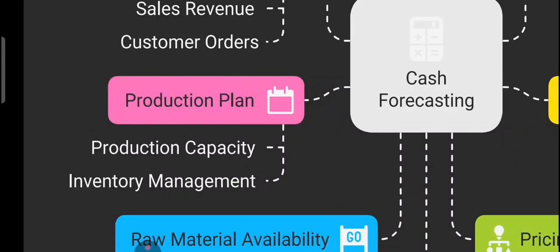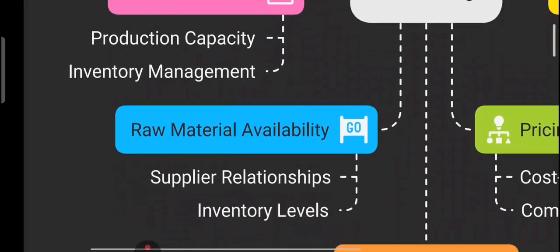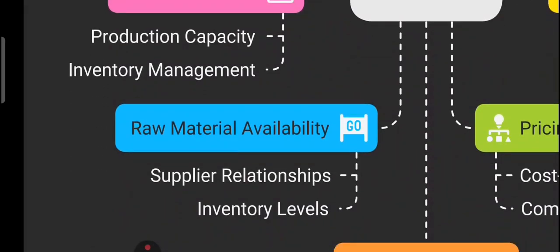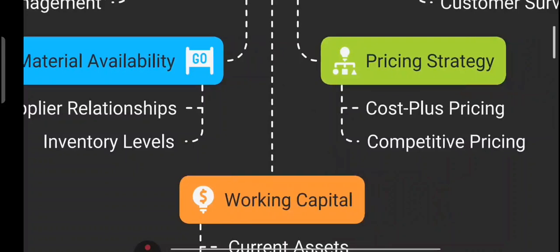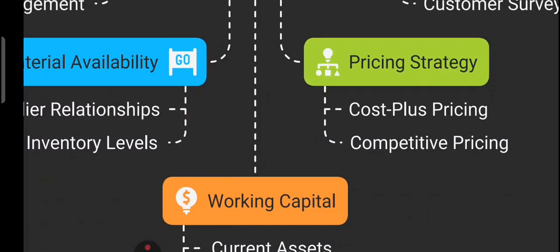Production plan means your capacity and your inventory. They dictate how much you can sell and how much cash you will need or generate. Then we have raw material availability. Inventory level as well as supplier relations affect your production and ultimately your cash outflow. Then we have pricing strategy, which means cost-plus or competitive pricing affects your margin and therefore your cash position.